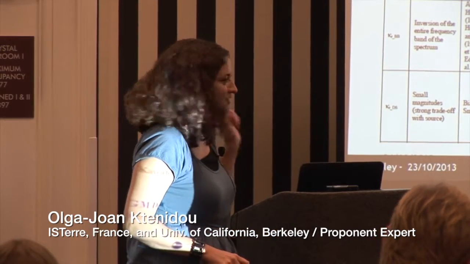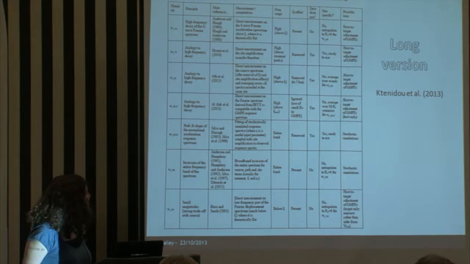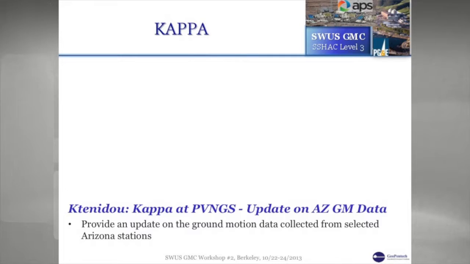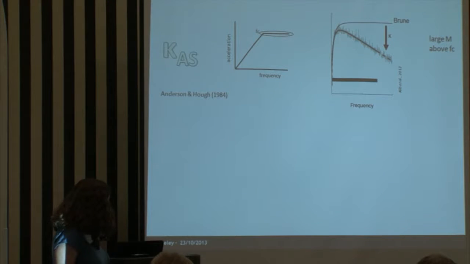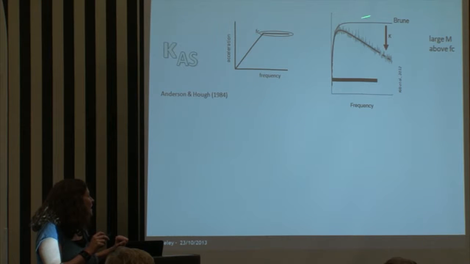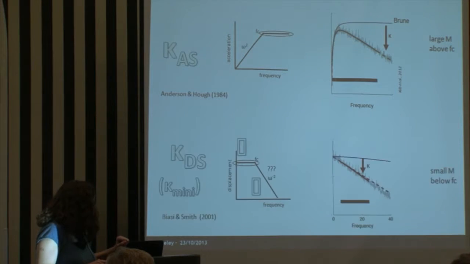There's more where this Venn table comes from, and if you want the long version of all the methods to compute kappa, you can have a look at our paper. But the really brief reminder is this. The traditional method I just used previously is what you do when you have relatively large magnitudes. So you work above the corner frequency, and mainly kappa is the deviation you have from the assumed model. And that's the Anderson-Hough method. And then if you have smallish events, then you go below the corner frequency.